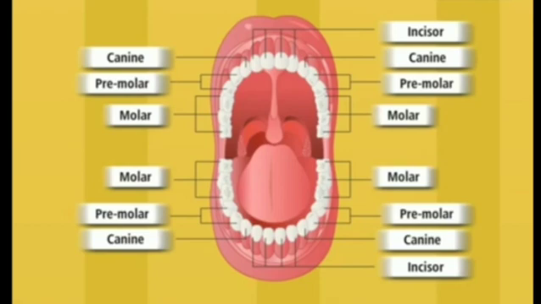So learn the spellings of these. First is incisor, I-N-C-I-S-O-R, incisor. Canine, C-A-N-I-N-E, canine. Premolar, P-R-E, then hyphen, and then molar, M-O-L-A-R, molar. Premolar, and the same again, molar, M-O-L-A-R, molar. So these are the 4 kinds of teeth.